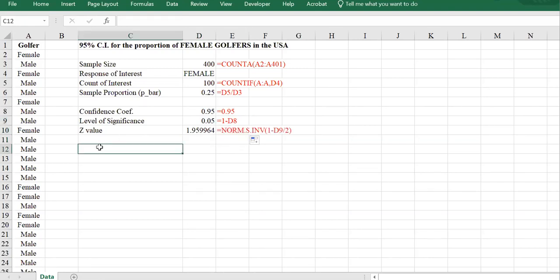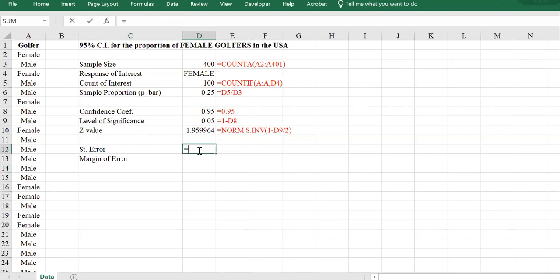Now, I got the z value. I have the p bar. For the margin of error, we have the z value. We still need to get the standard error. For the margin of error, we need to get the standard error first. And then when we have the standard error, we can easily multiply the z value with the standard error and get the margin of error.